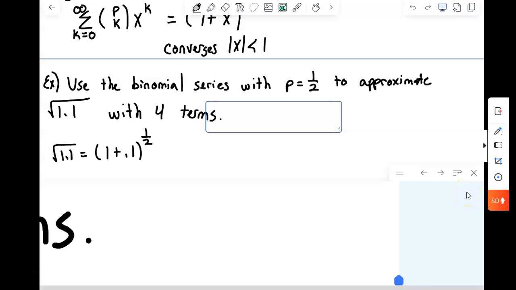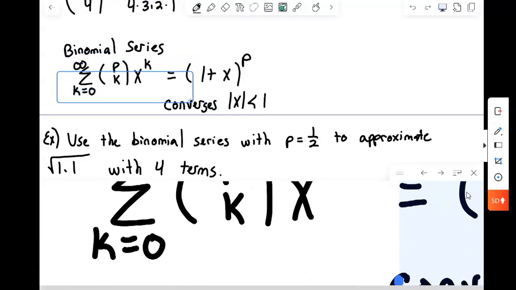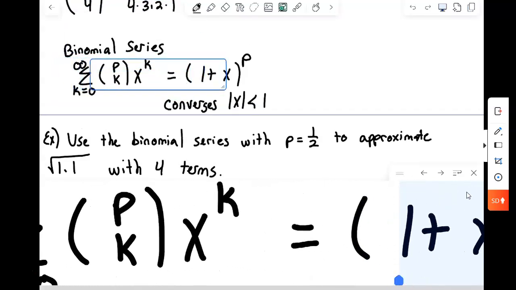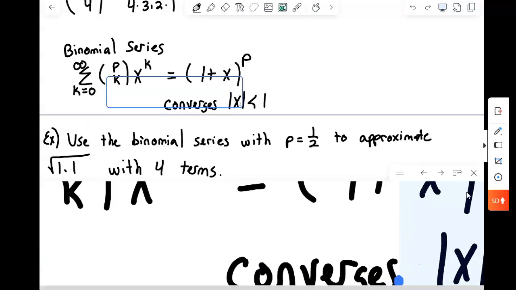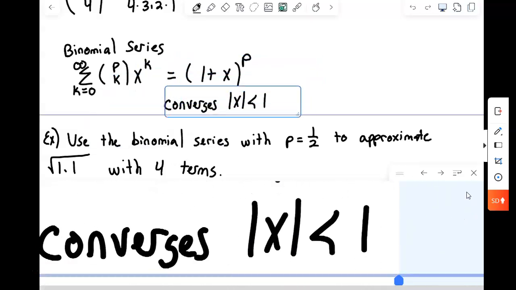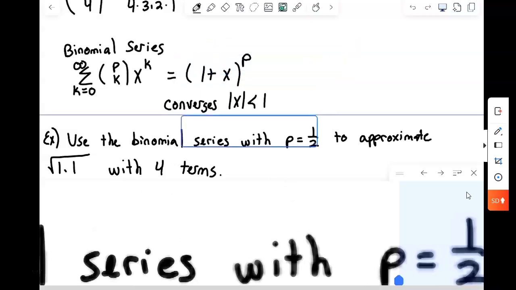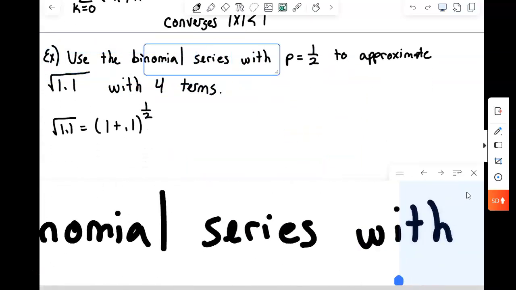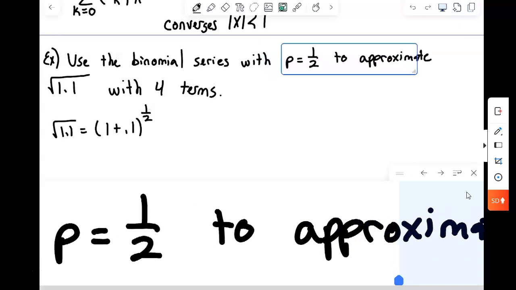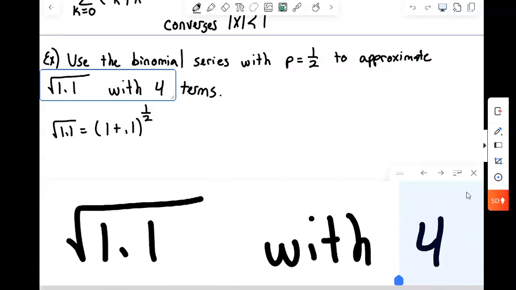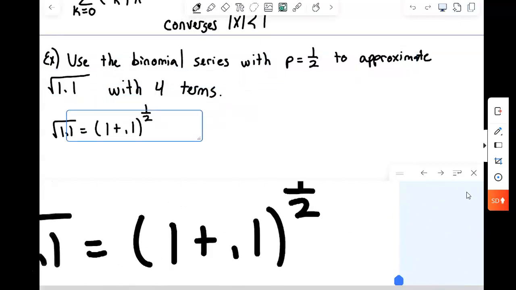Okay, so in the previous video we introduced the binomial series, which again is the sum as k goes from 0 to infinity of p choose k, x to the k, which again will converge as long as the absolute value of x is less than 1 to 1 plus x raised to the p power. So we want to use that with p equals 1/2 now to approximate the square root of 1.1 with 4 terms.